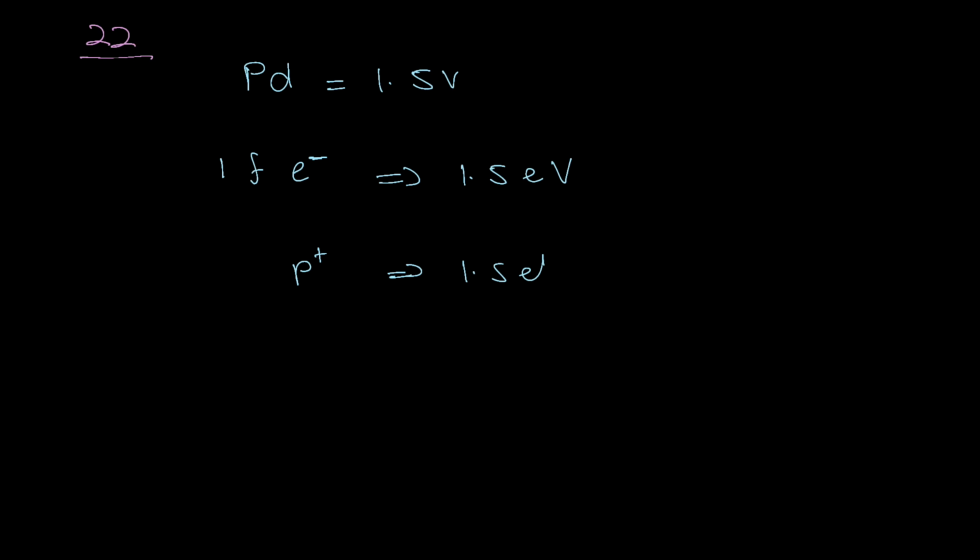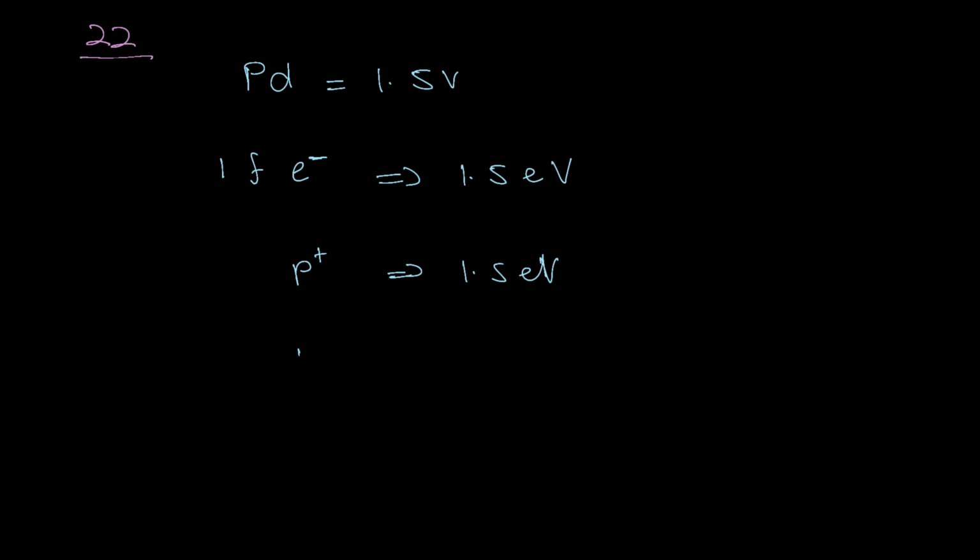Question 22. Charged plates X and Y have a potential difference of 1.5 volts between them. Which particle gains 3.0 electron volts of kinetic energy when moving from Y to X? So we've got the potential difference, PD, equal to 1.5 volts. And if the electron has charge 1, that implies the potential difference is going to be 1.5 electron volts. And that's for electron; for proton, which is positive, that also will be 1.5 electron volts.